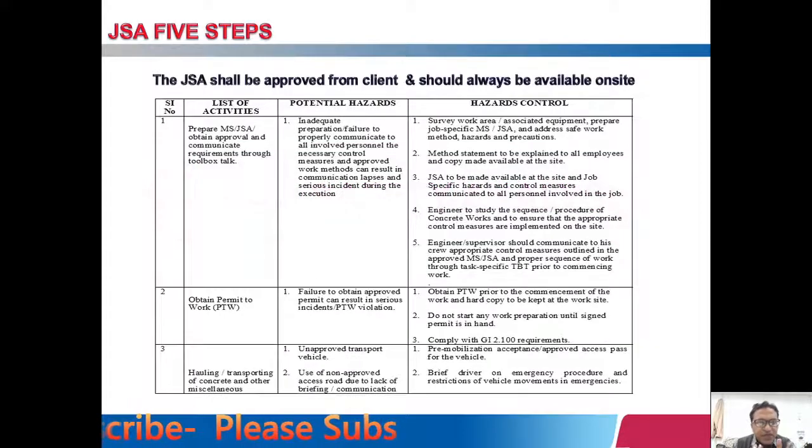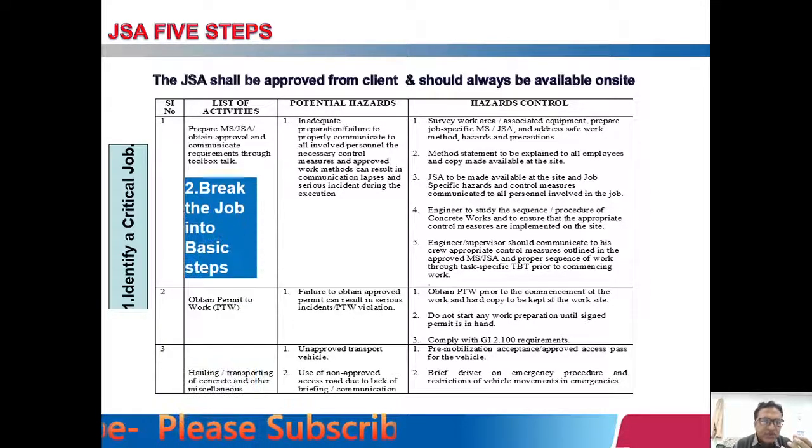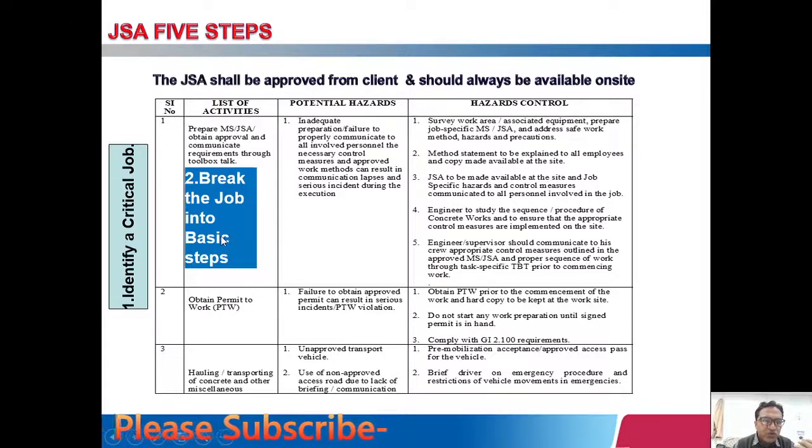Here I have shown you, the JSA shall be approved by the client and should always be available on site. It comprises five steps. What are those? First of all, we have to identify a critical job. When we have a critical job, we move to the second step, which is to break the job into basic steps. These are our steps in this column.